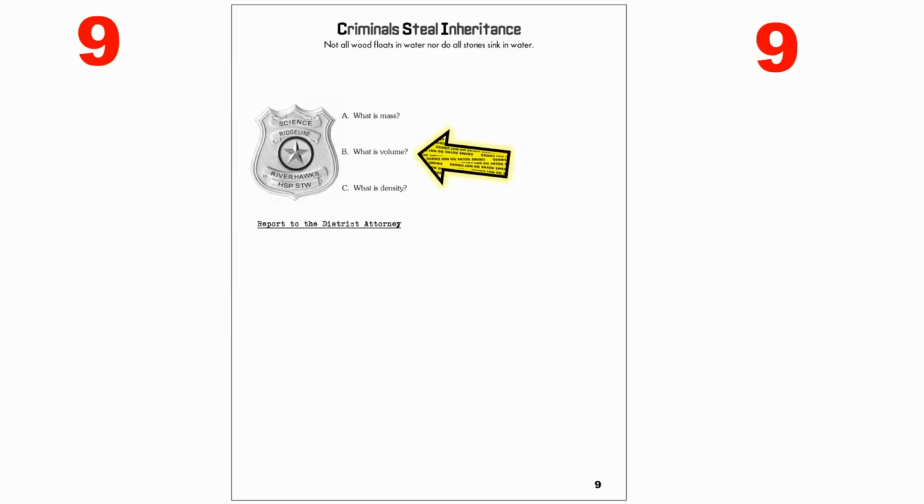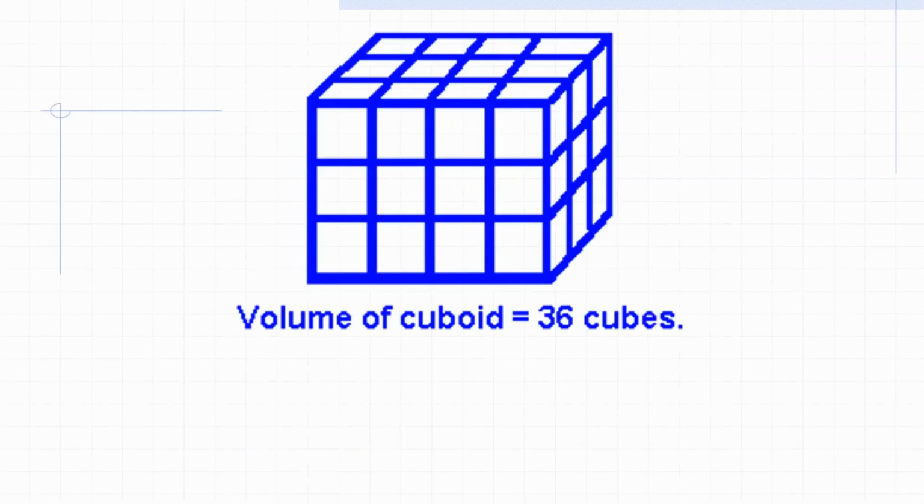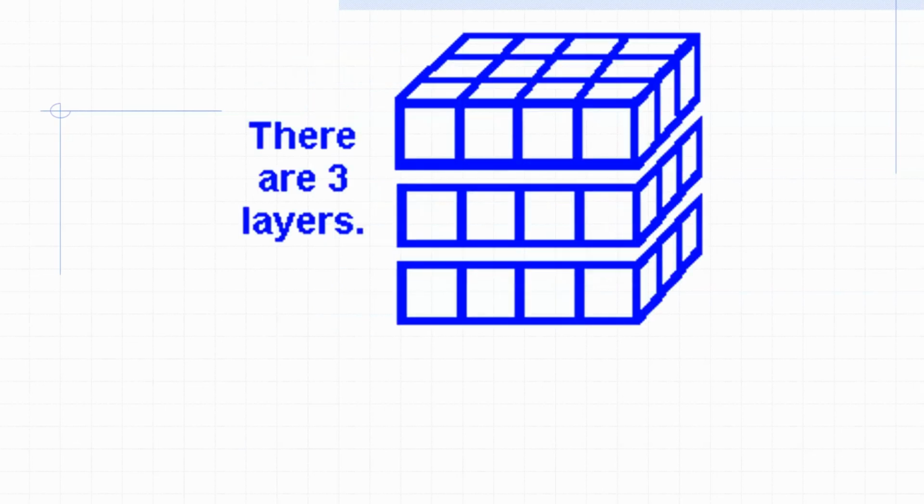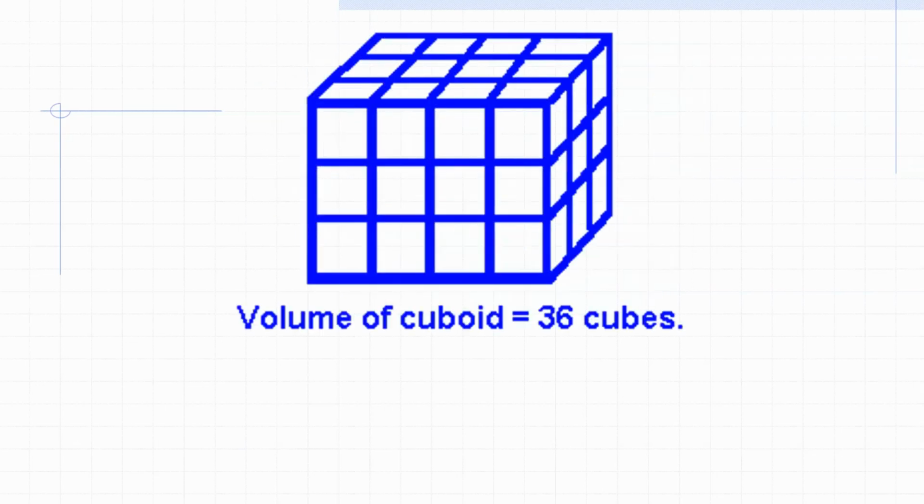Today we're looking at these questions. What is mass? What is volume? What is density? We're going to go ahead and start in the middle here with what is volume. Volume is typically described as the number of cubes that fit inside something.